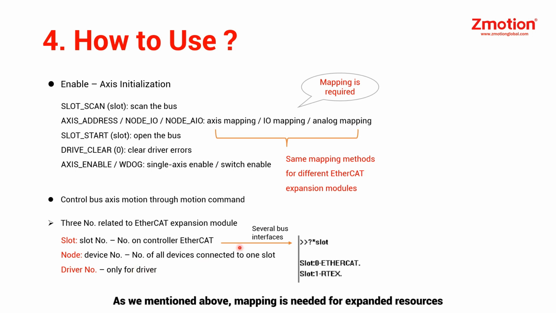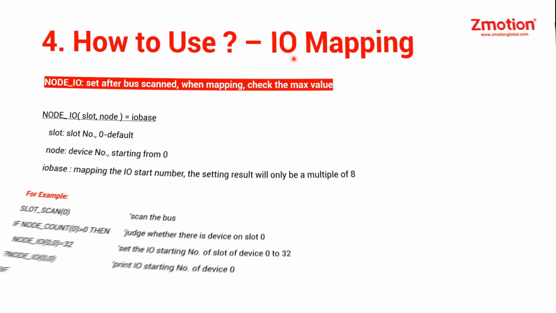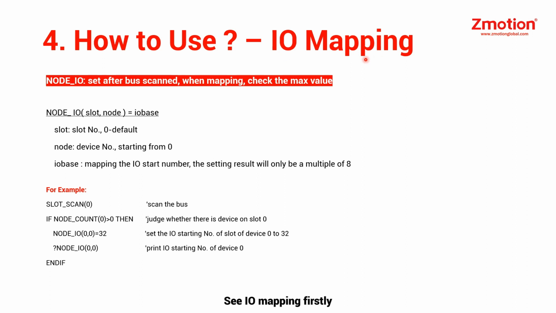As we mentioned above, mapping is needed for expanded resources. I/O mapping firstly. It must be done after bus scanning. And when mapping, please check the controller max I/O number. Then use command to set. The command is NODE_IO. It sets I/O starting number, and input and output starting numbers of one single device are the same. Here shows the command usage.